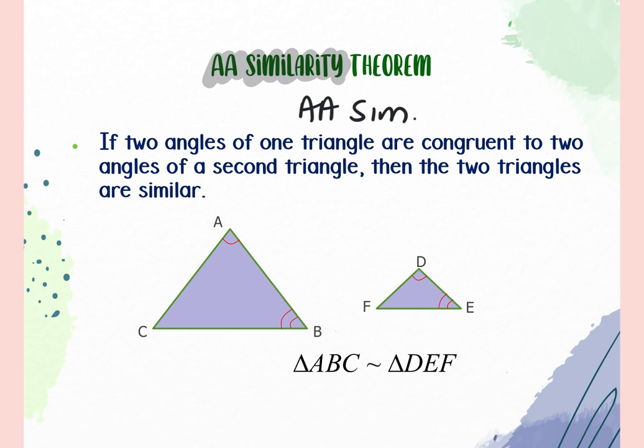So angle, angle similarity is a theorem that says if two angles of one triangle are congruent to two angles of a second triangle, then the two triangles are similar. Again, not saying they are congruent, so they're not the same size. They are the same shape, all the sides are proportional, and all of the angles would be congruent. We already know 2 pairs are congruent, but because they're similar, all 3 would be.